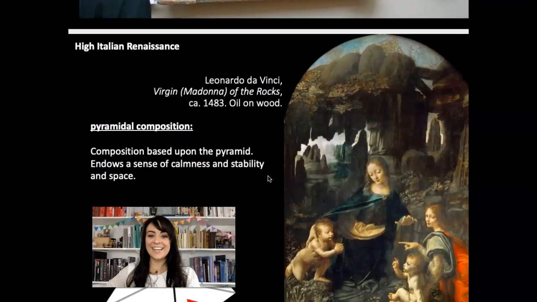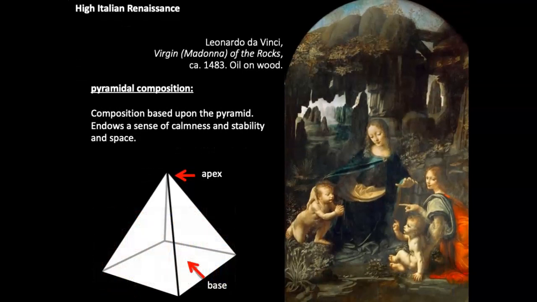Let's look at another element of this artwork. So the figures are placed in what we are going to call a pyramidal composition. So I've given you the definition here. Pyramidal composition is a composition based upon the pyramid. It endows a sense of calmness and stability and space.